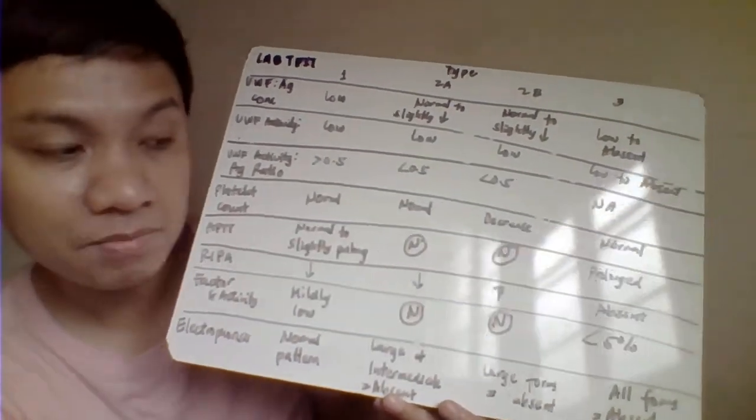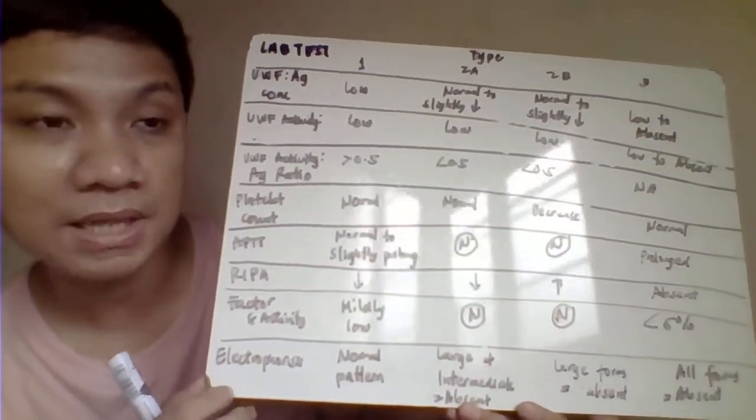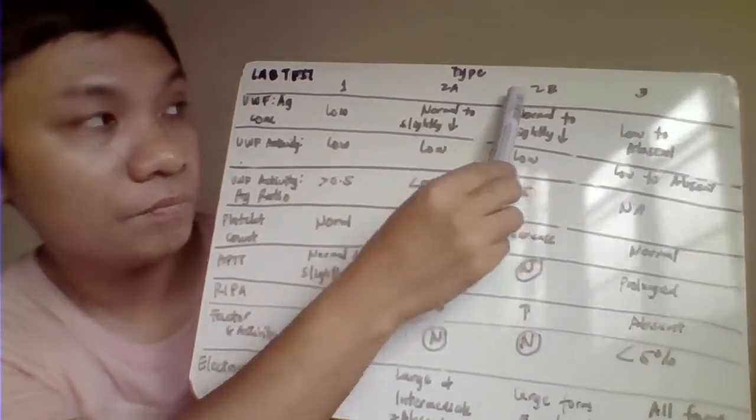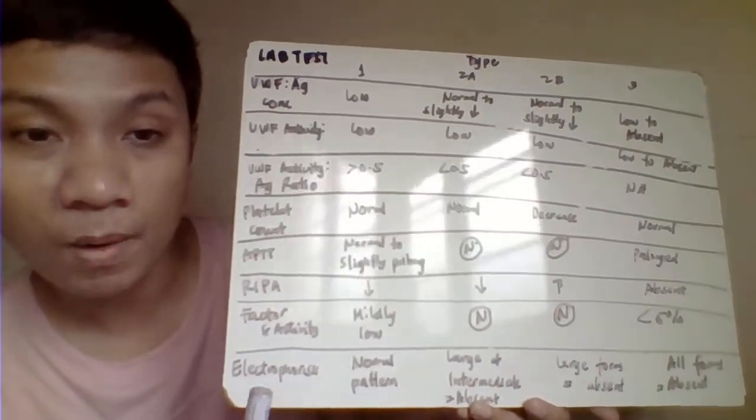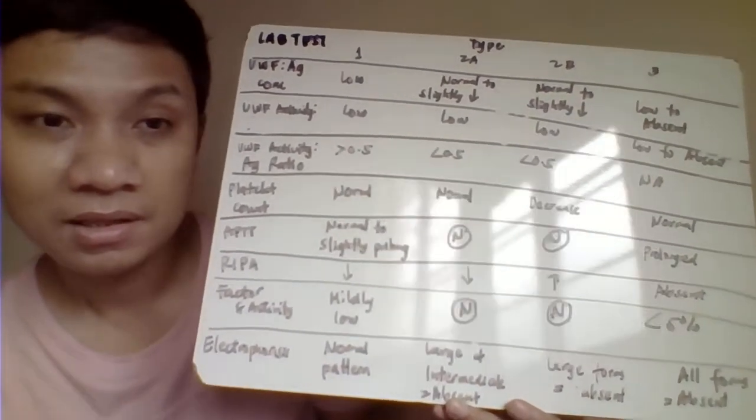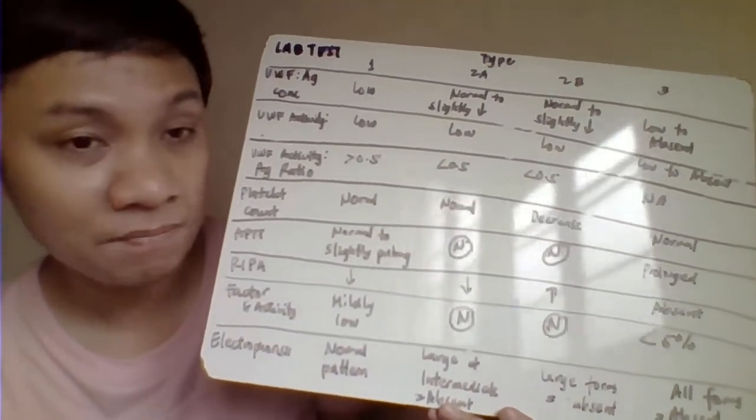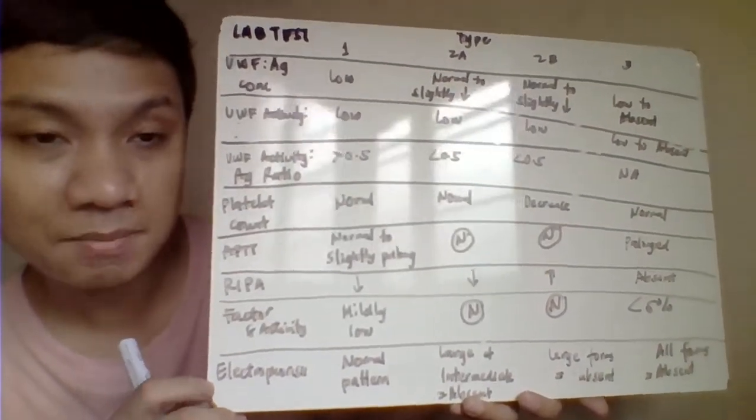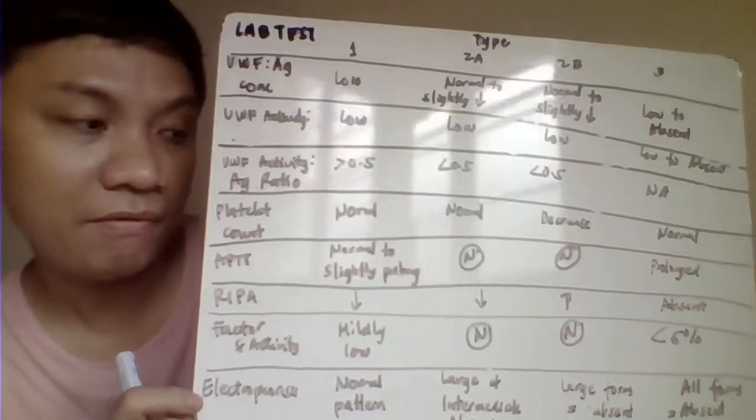Is because, again, your type 3, we classify your type 3 as complete absence. Again, as the type 1 is the quantitative, type 2, both 2A and 2B are qualitative defects. So that's the defects in the function and or the activity, and type 3 on the other hand characterized by the complete absence of our von Willebrand factor.